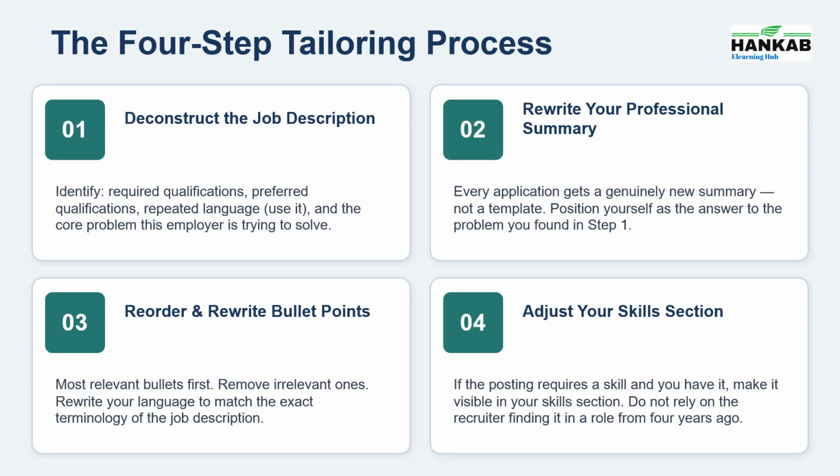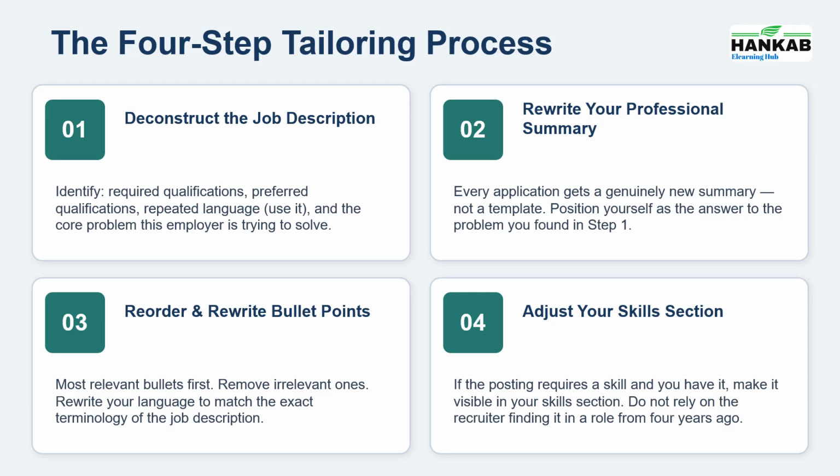Signals about the ideal candidate. Repeated language. Any phrase that appears more than once is telling you it matters. Use that language. And the core problem. What problem is this employer trying to solve? Identify it. Step 2. Rewrite your professional summary.